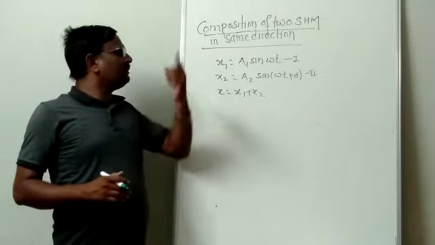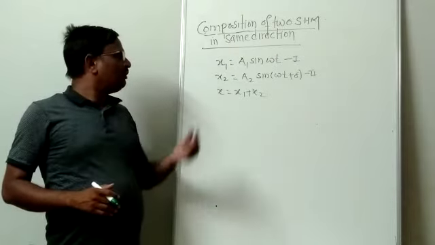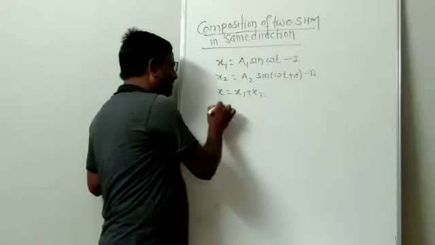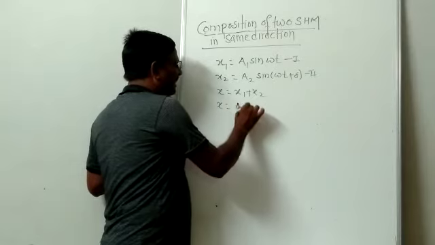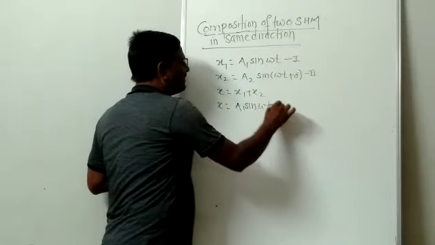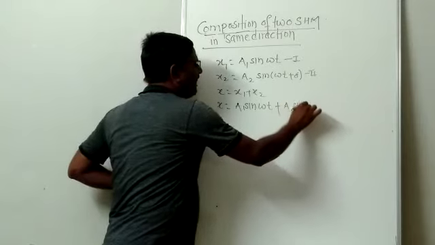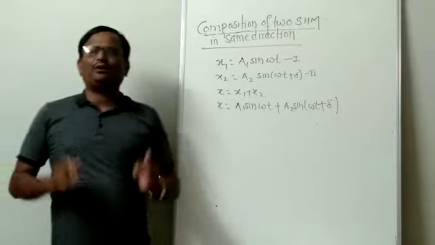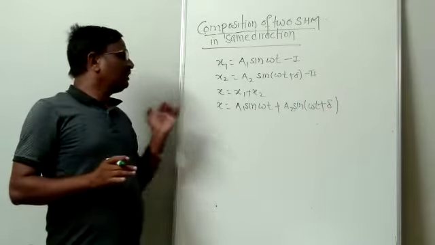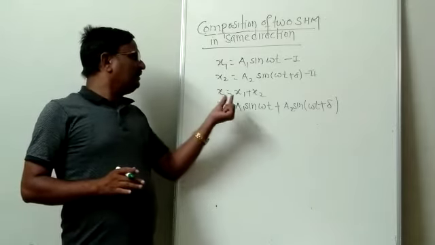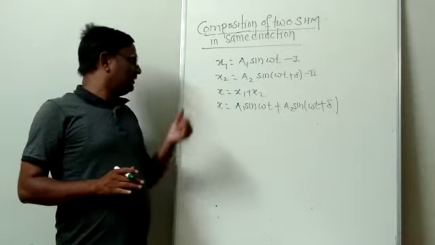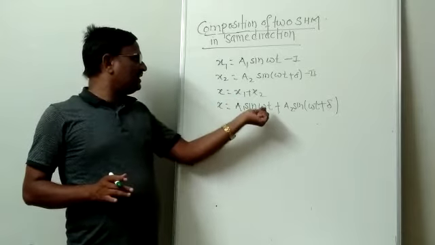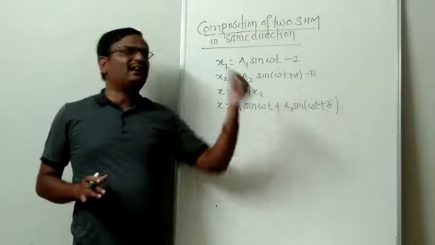Now we are adding these two equations. After addition, we get x is equal to x1 plus x2. Instead of x1, I am writing A1 sine omega t plus A2 sine omega t plus delta. Simply, I have written these two equations and I am adding them, and I am getting the resultant. X is equal to A1 sine omega t plus A2 sine omega t plus delta. Delta is called the phase difference.